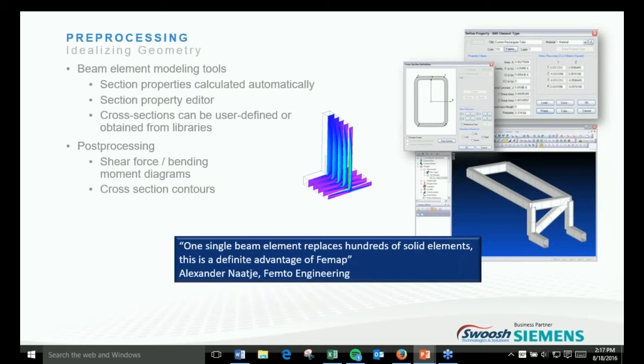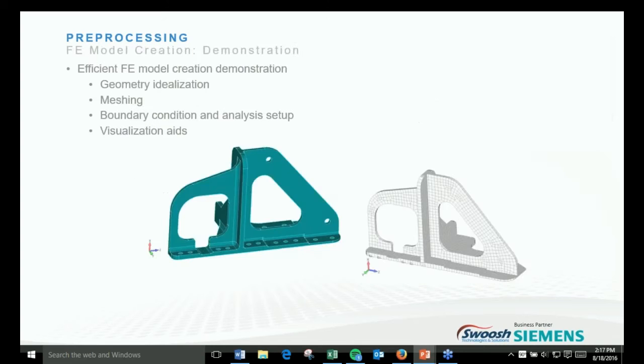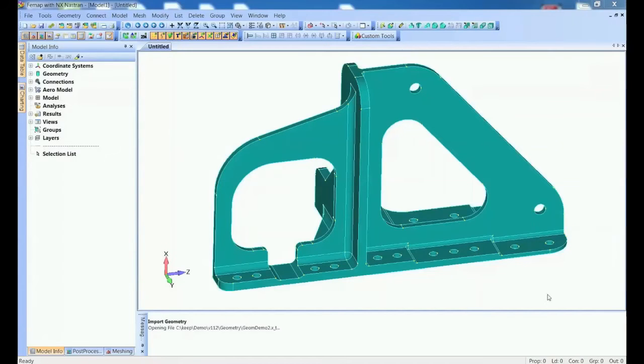Post-analysis, it's also possible to view beam shear force and bending moment diagrams, as well as output contour plots on the beam cross-sections. So now I'm going to turn it over to Dylan, and we're going to see a demonstration of some of FEMAP's geometry idealization and meshing tools, and we'll set up boundary conditions and analysis parameters. We'll also see some of FEMAP's visualization tools along the way.